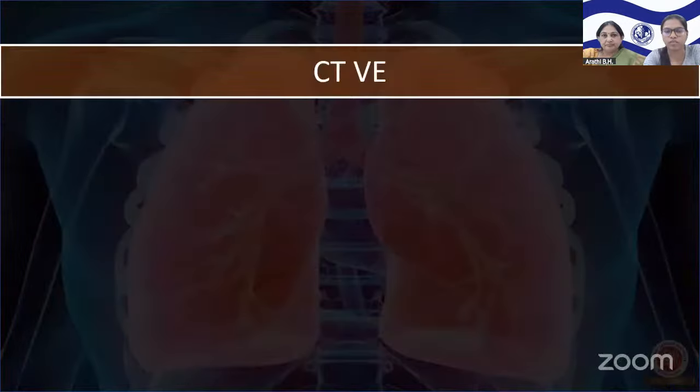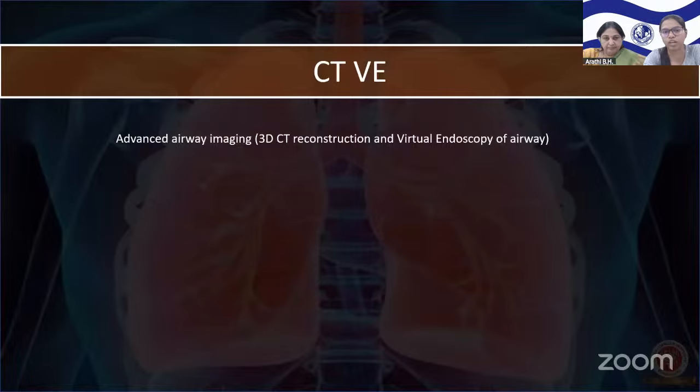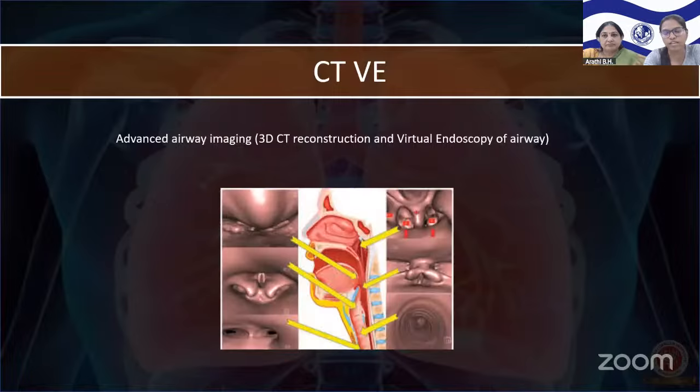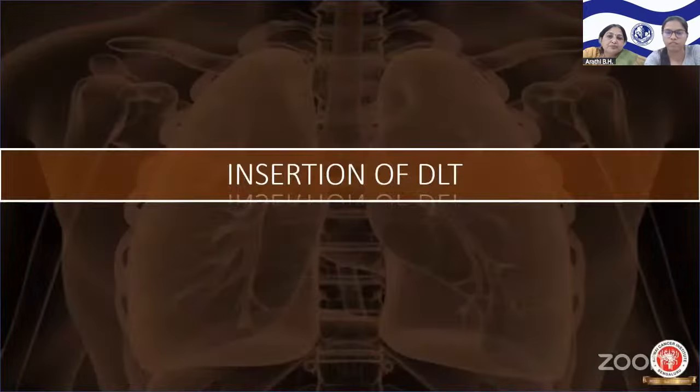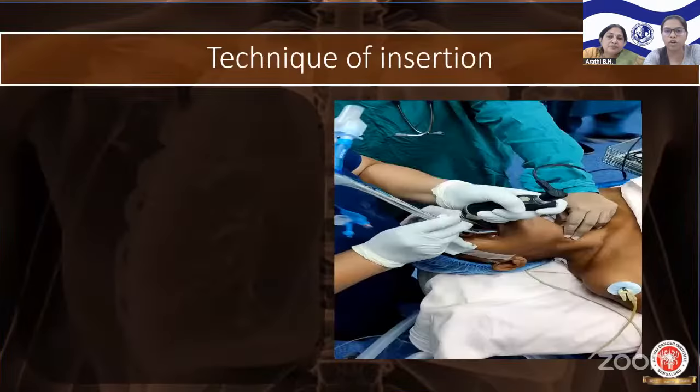Now, the recent advancement is CT-based virtual endoscopy. That is an advanced airway imaging. This picture shows the virtual endoscopic image. So many advancements have happened in assessing the accurate size of the DLT. But invariably, we are still stuck with height-based and sex-based assessment of the tube size while using the double lumen tube. So insertion of DLT, how to insert the DLT.